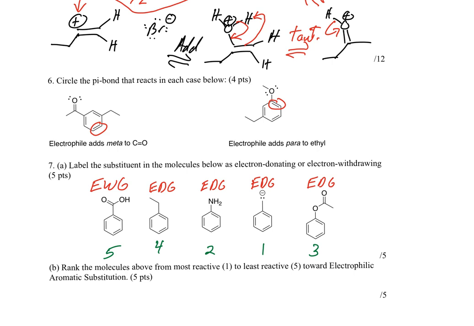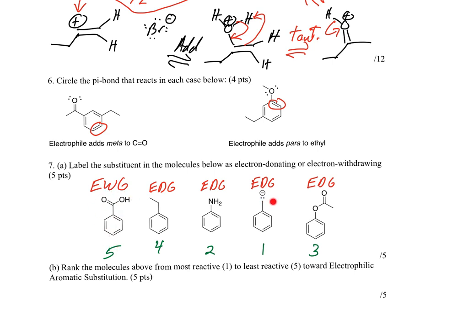So now to rank these, I always like to do the range, right? Find the extremes. The most electron withdrawing, so the least reactive, right? Because remember in these reactions, electrophilic aromatic substitution, the ring is the nucleophile. So the ring is the nucleophile. So pulling electrons away makes it less reactive. So electron withdrawing groups make it less reactive. So that'd be the number 5.